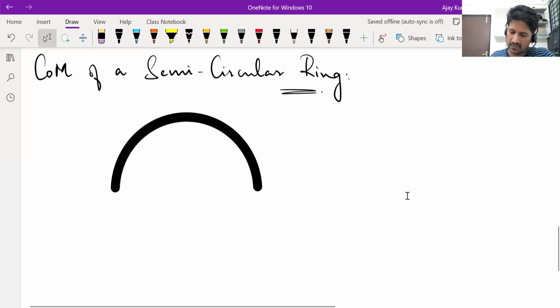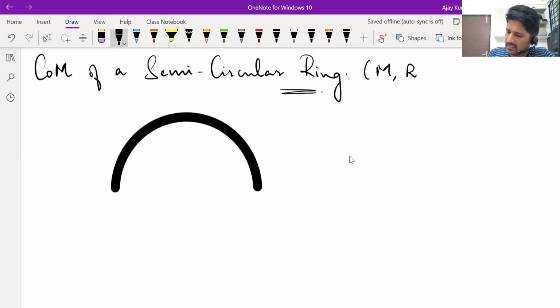And I have to tell you that it is a uniform semicircular ring, means all particles have the same density. So left half, right half, symmetry is there. All particles have the same density. We have to find out where its center of mass lies. You can assume its mass is m, radius is r. Total mass is m, and the radius of the semicircular ring is r.